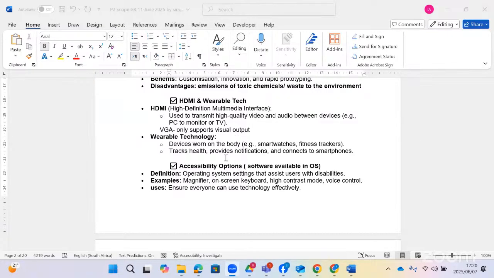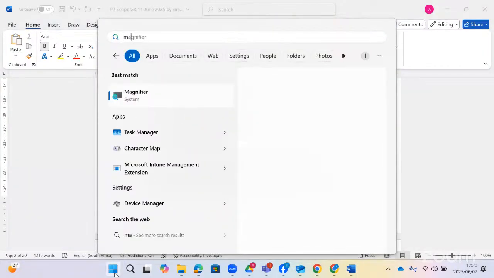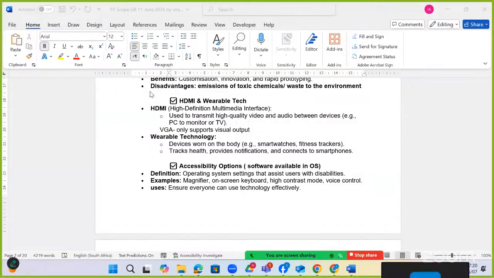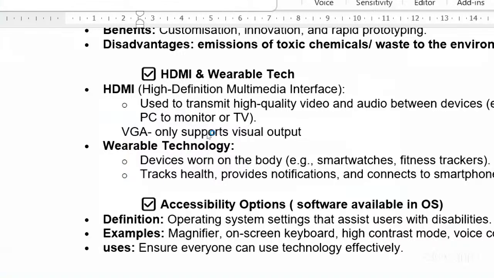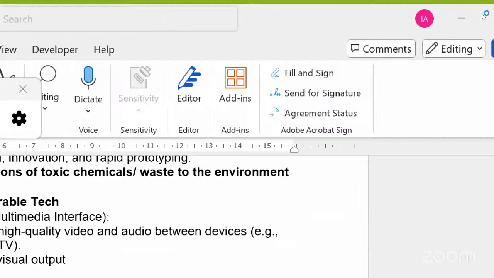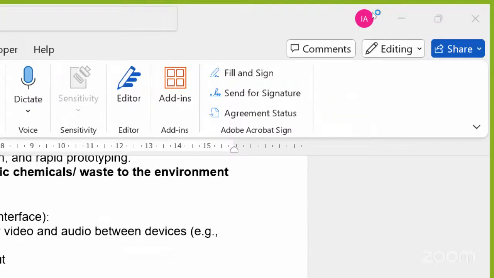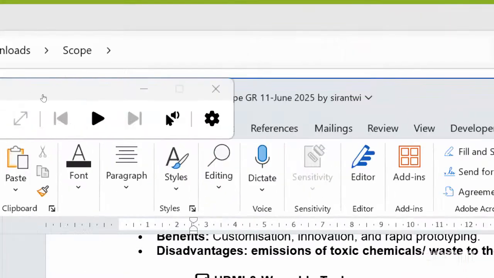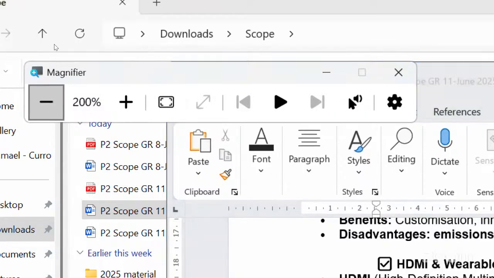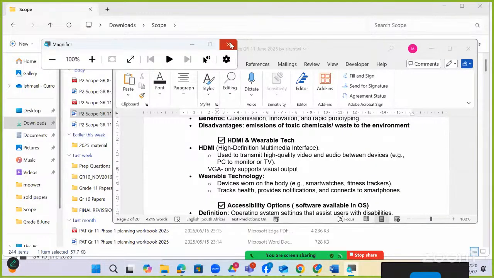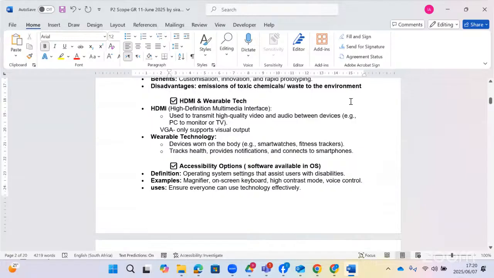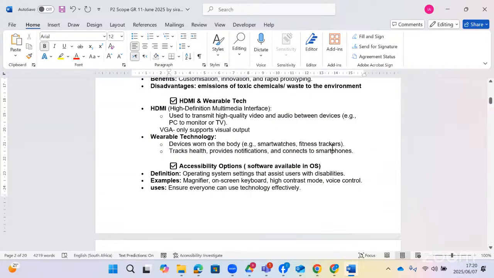We also have magnifier. So some of these things are in the operating system that you don't need to install. They are also there. That's the magnifier for you. So when you have it, it will make your screen to be enlarged, as you can see here. So you take it to 100%, that's the normal one. Right, to assist those who have challenges in terms of the way they see the screen as well, right?